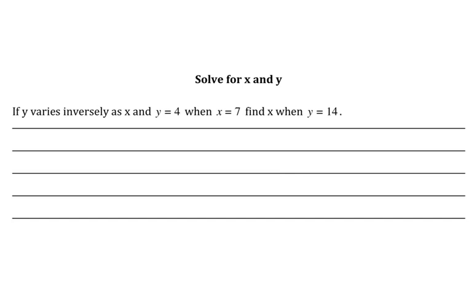So now we'll get to actually do some algebra problems with this. If y varies inversely as x, so that tells you you're going to have the whole k over x relationship. And y is 4 when x is 7. So there you're just plugging it in. Then it tells you to find x when y equals 14.